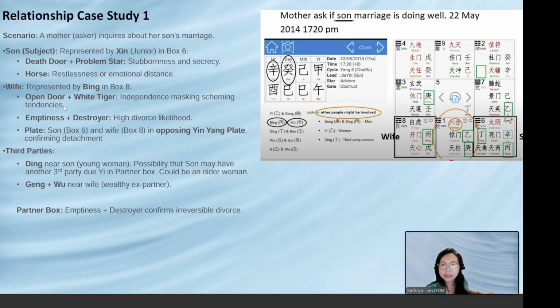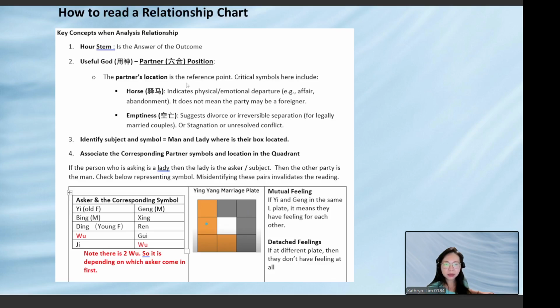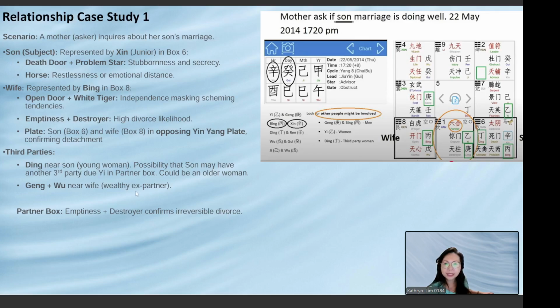More importantly, we will know that sometimes what we have learned earlier in the slides before, let me see whether I can go back, yes, the yin and yang plate. In here, we realize that the partner box has emptiness and a destroyer, and it confirms that a divorce is highly possible.